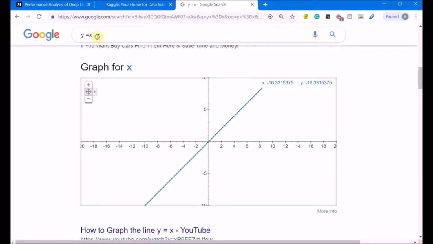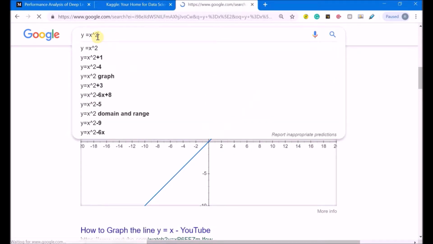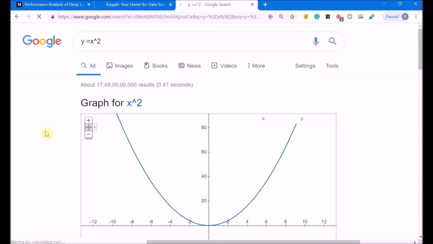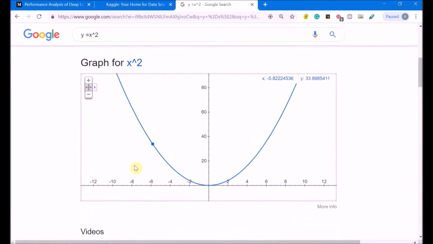Now let's see what happens if I raise it to the power of 2. Can you see how the graph has changed now? I'll tell you the reason why. X can either have a negative value or a positive value. If x has a negative value, the square of a negative value is positive, and therefore we get a graph on the second quadrant as well.